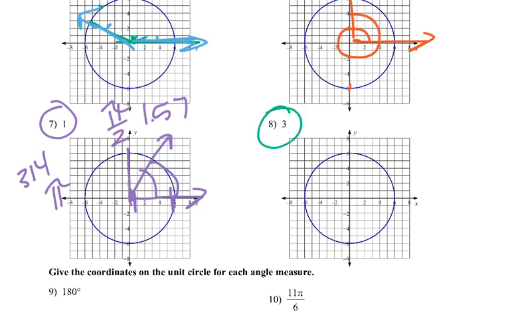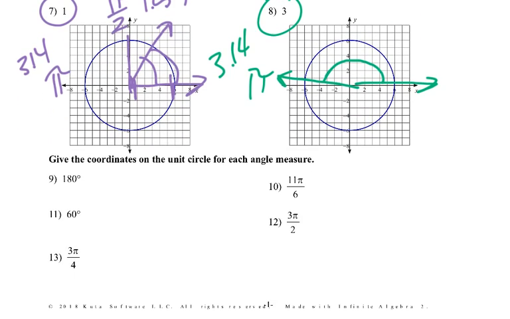Now 3, since pi is 3.14 radians, 3 would be starting here, going almost the complete length there. And that's what 3 radians would look like. So sometimes they can put the radians just in the decimal format. We generally don't like to do that, but sometimes we will.